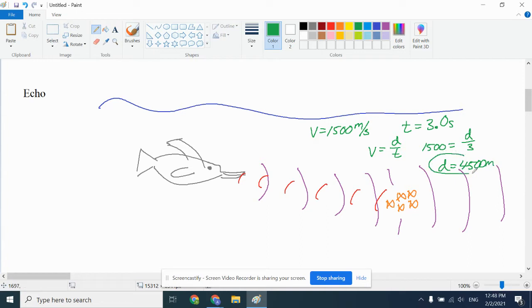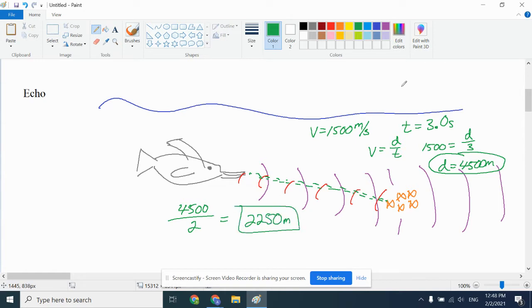This is the first mistake that people make when dealing with echo: they want to say that the dolphin is 4,500 meters away from dinner. That is false. What we just calculated was how far the wave traveled. So the wave traveled here, hit the fish, and came back. So we have to take our 4,500 and cut it in half. Doing so gives us 2,250 meters. That's how far away dinner is.